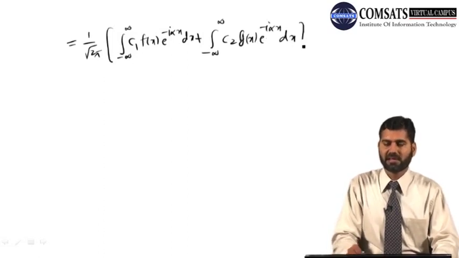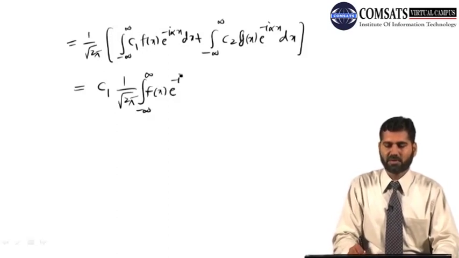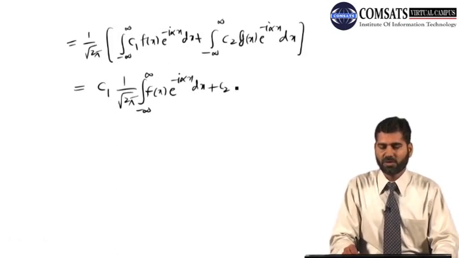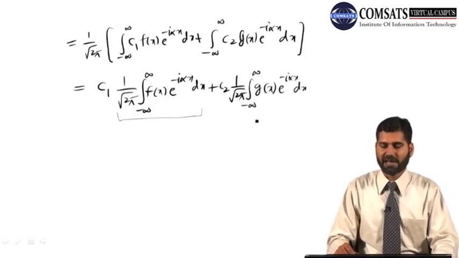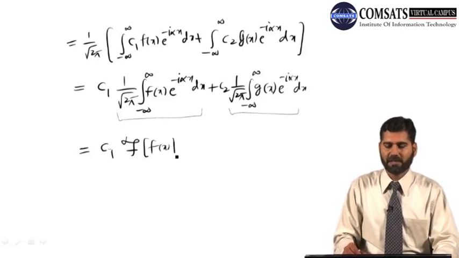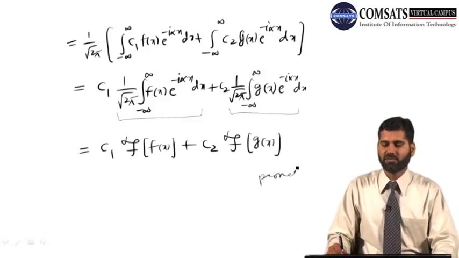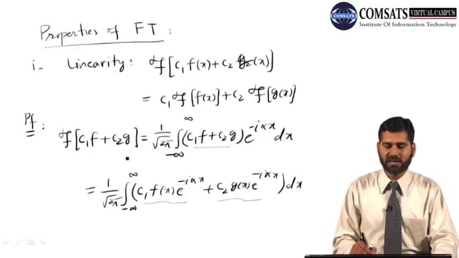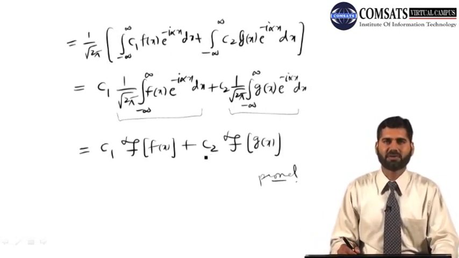Now C1 and C2 can be brought outside, so you can write C1 times 1 over square root of 2 pi, integral from minus infinity to infinity of f(x) e to the minus iota alpha x dx, plus C2 times 1 over square root of 2 pi, integral from minus infinity to infinity of g(x) e to the minus iota alpha x dx. Now this is the Fourier transform of f and this is the Fourier transform of g. So what you got is C1 times the Fourier transform of f(x) plus C2 times the Fourier transform of g(x). You see, the linearity property is proved. It's very easy. Basically we use the linearity of the integration to prove the linearity of the Fourier transform, as was the case with the Laplace transform.